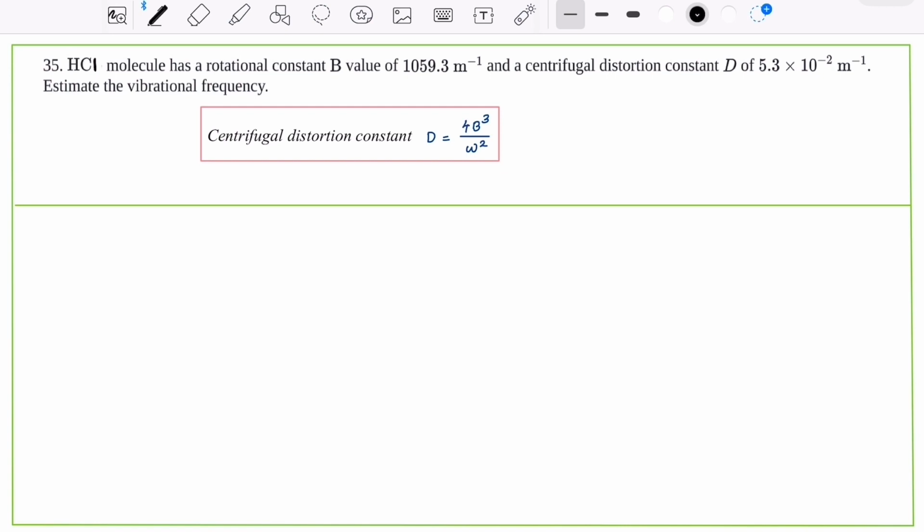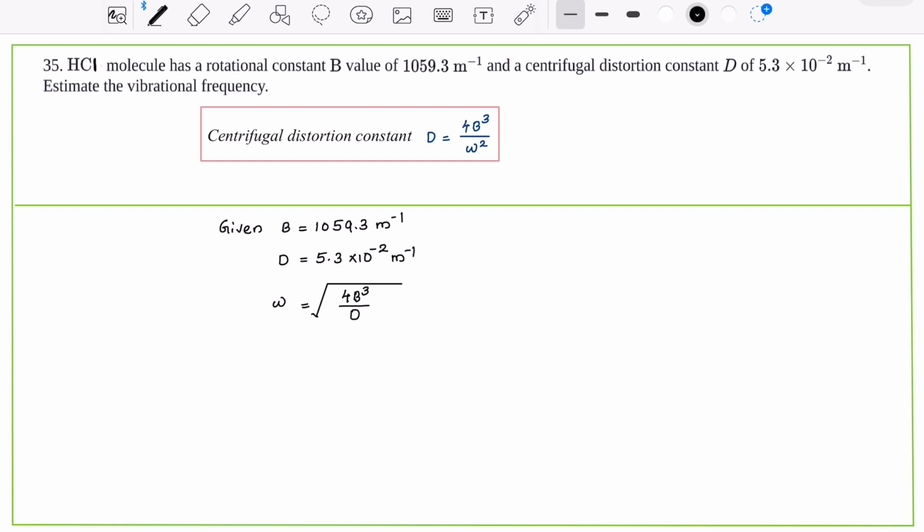The centrifugal distortion constant D is given by 4B^3 by ω^2. In the present problem, the rotational constant B is given as 1059.3 meter inverse and the centrifugal distortion constant D as 5.3 × 10^-2 meter inverse. We have to determine the vibrational frequency. We have ω is equal to the square root of 4B^3 divided by D.